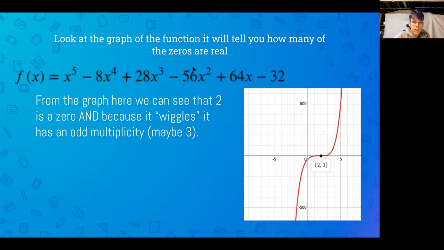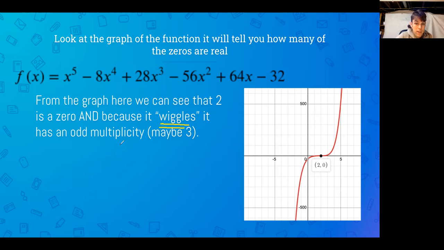So here we go. Let's take a look at this. We have a 5th degree polynomial. Just kind of taking a look at it, we know there's going to be 5 zeros, there's going to be 5 linear factors. I can only see 1 on the graph, but there's a wiggle as it passes through.